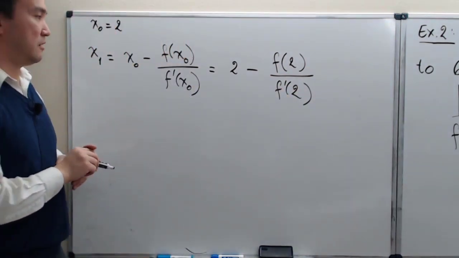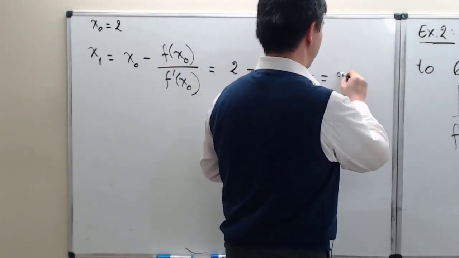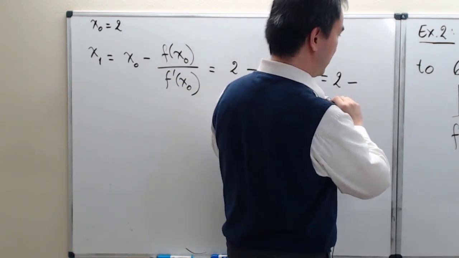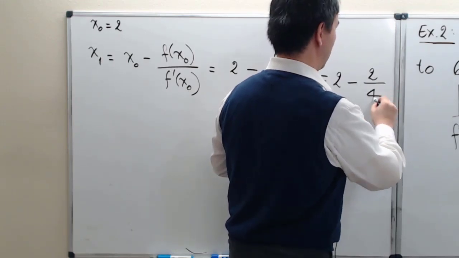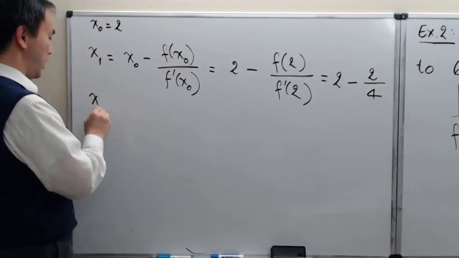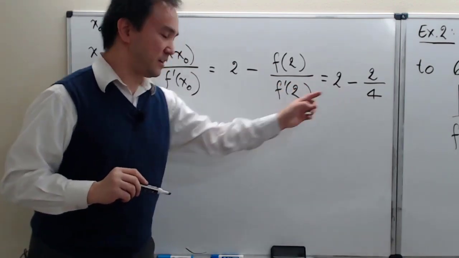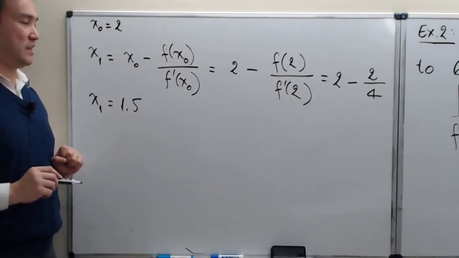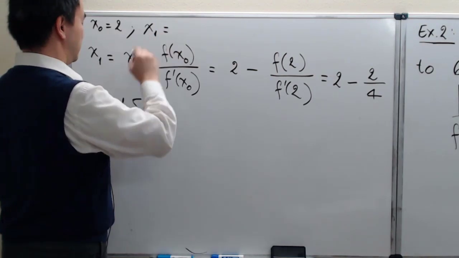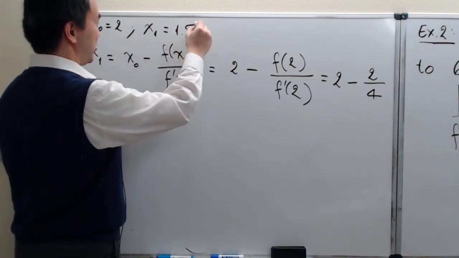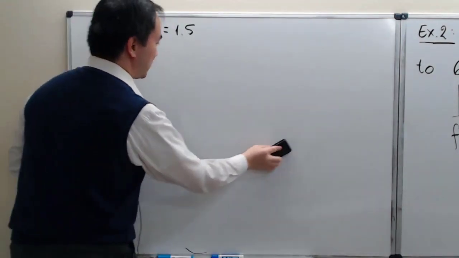Okay, and so now that gives me 2 minus f of 2, which is 2 over 4, which is 1/2 here. So now I jump down to x1, which is really 1.5, because 2 minus a 1/2 is going to give me 1.5. So that's my x1 right here. Let's go ahead and write it down into a recording of our steps right here. So x1 equals 1.5.